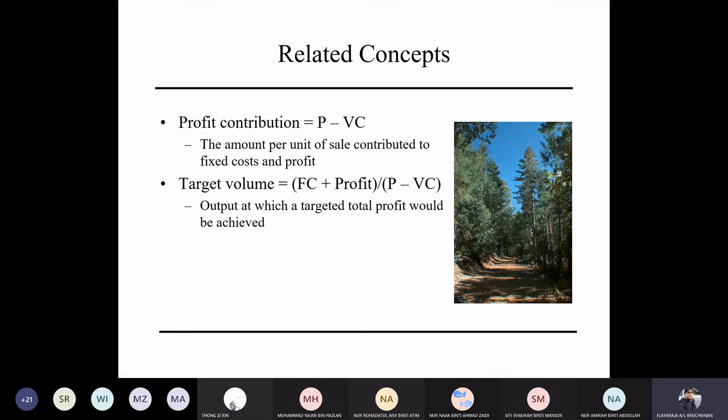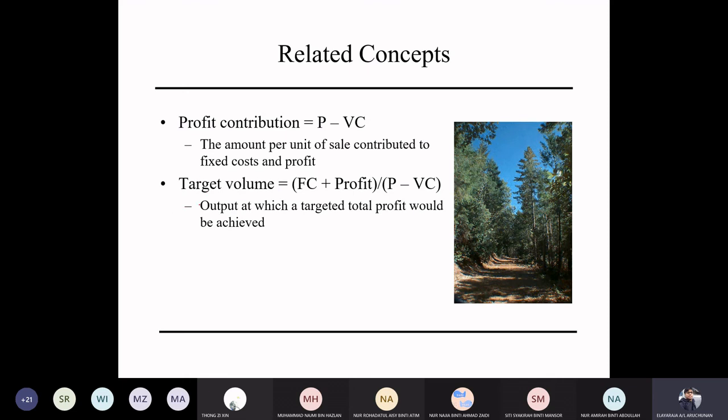All right, now we go into more real life application, in a different orientation. Profit contribution, usually given as pi, profit, is total revenue minus variable cost, as we showed in the formula just now. The profit contribution can also be expressed as P minus VC, price minus variable cost, which is the amount per unit of sale contributed to the fixed cost and the profit.